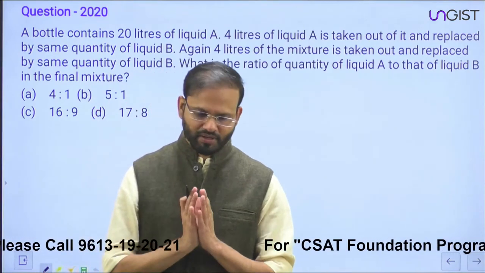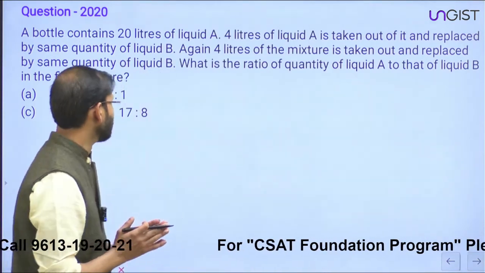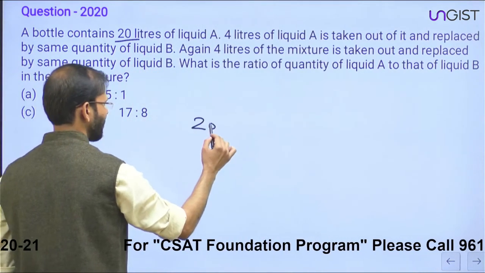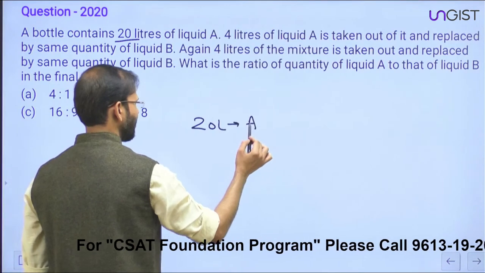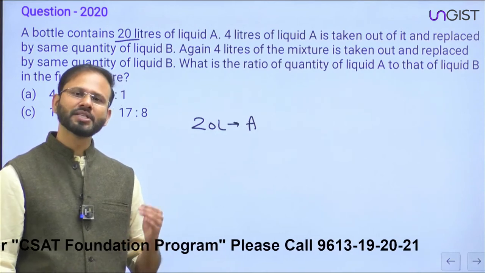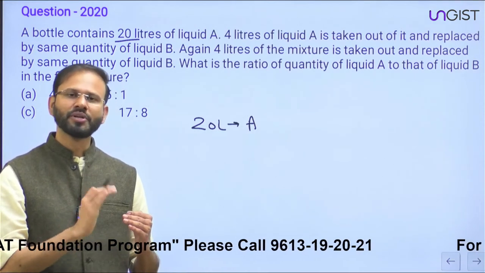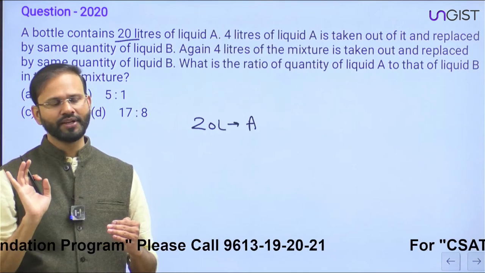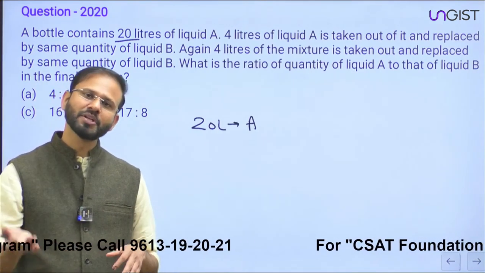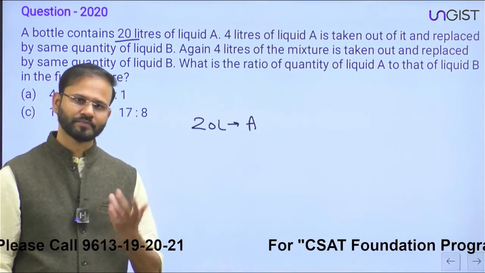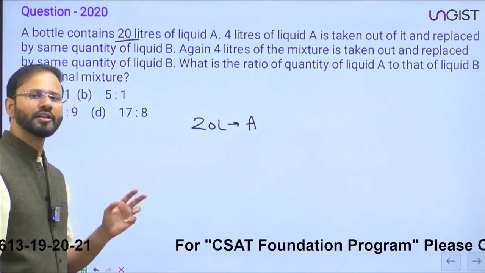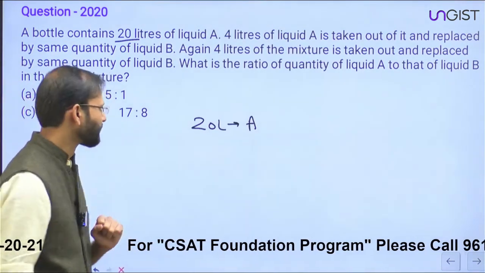The question is saying, initially we have 20 liters of liquid A in a bottle. Fine. 4 liters of liquid A is replaced by the same quantity, 4 liters, of liquid B. Fine. Again, now the mixture is there. Again, 4 liters of this mixture is replaced by liquid B. Now they are asking the ratio of liquid A to liquid B in the final mixture. Guys, clear?